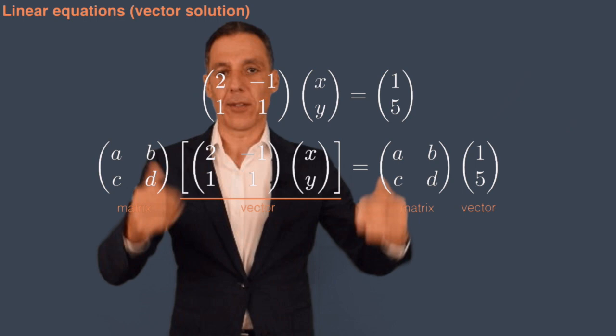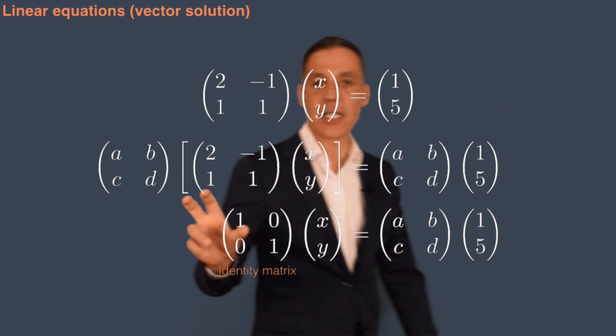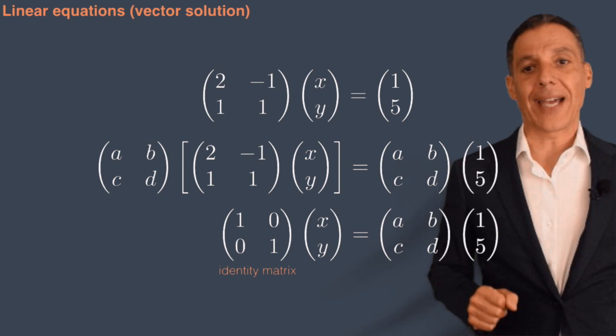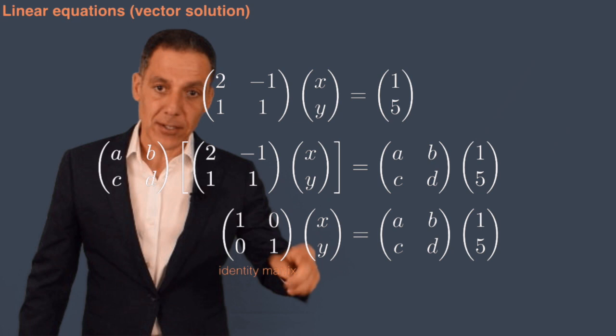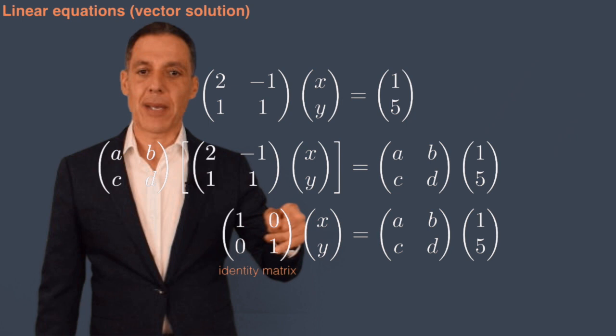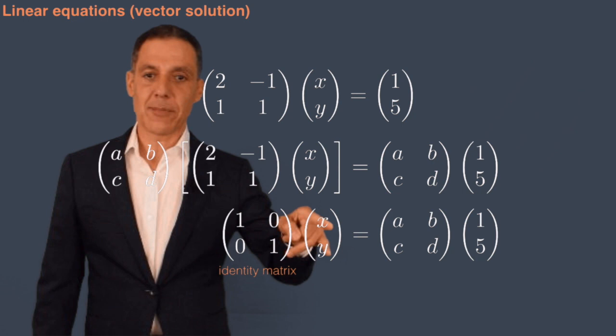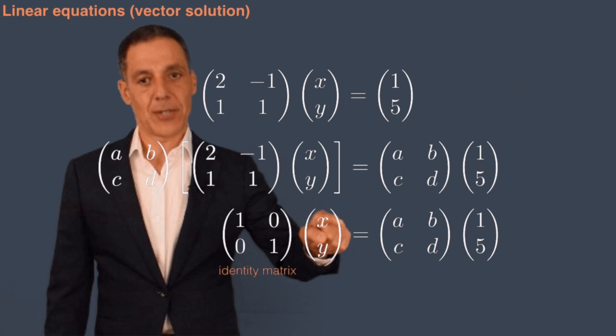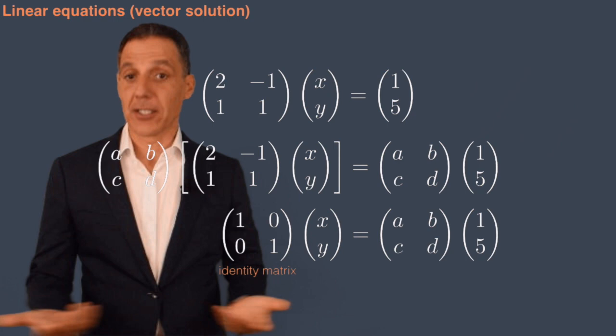Well, what if that matrix is a special matrix and it has the property that when I multiply it by this matrix that I know, it gives me the so-called identity matrix. Well, what is the identity matrix? It is 1 on the diagonal and 0 on the off-diagonal. Why is this a special matrix? Well, let's multiply this matrix times that vector and see what we get. Row, column. So 1 times x plus 0 times y, that's x. Row, column. 0 times x plus 1 times y is y. So this matrix times xy is xy.